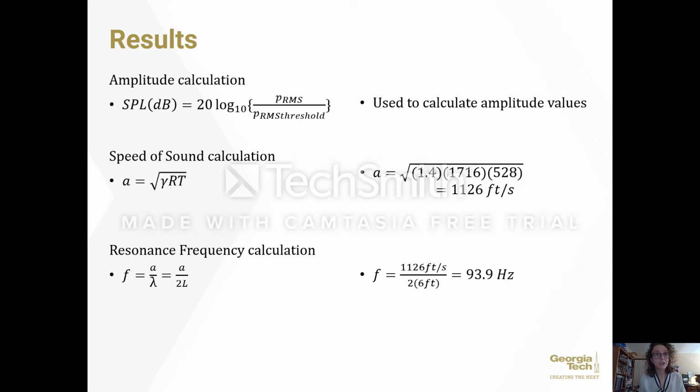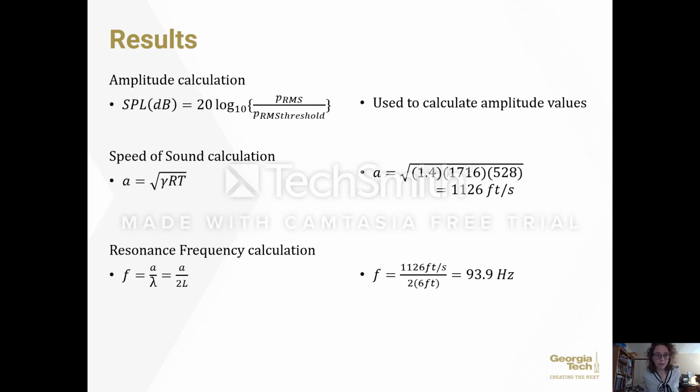In the amplitude calculation equation, the SPL stands for sound pressure level of an acoustic field. PRMS is the root mean squared fluctuation of the pressure field, and PRMS threshold is a standardized value of the threshold of human hearing. In the case of this experiment, we used the PSI constant value of this threshold of 2.9 times 10 to the -9th. The pressure was found using the average sensitivity value of 96.8 millivolts per pound per square inch.